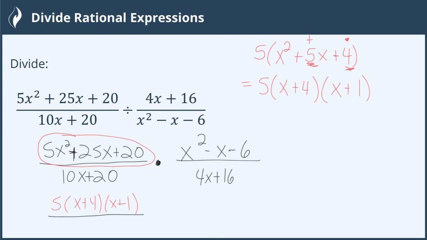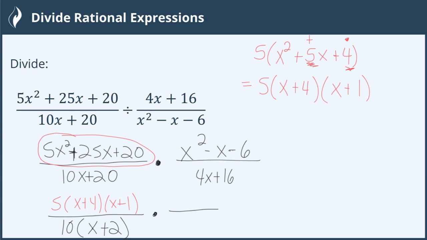On the bottom of that fraction, notice that we have 10x plus 20, which is going to be also factorable by 5. So I can pull a 5 out, but I can actually pull something bigger than that. So don't be tempted to just keep the number that you pulled out on the top. I can pull a 10 out of both terms in this case. That's the GCF. So that leaves me with x plus 2 inside the parentheses.